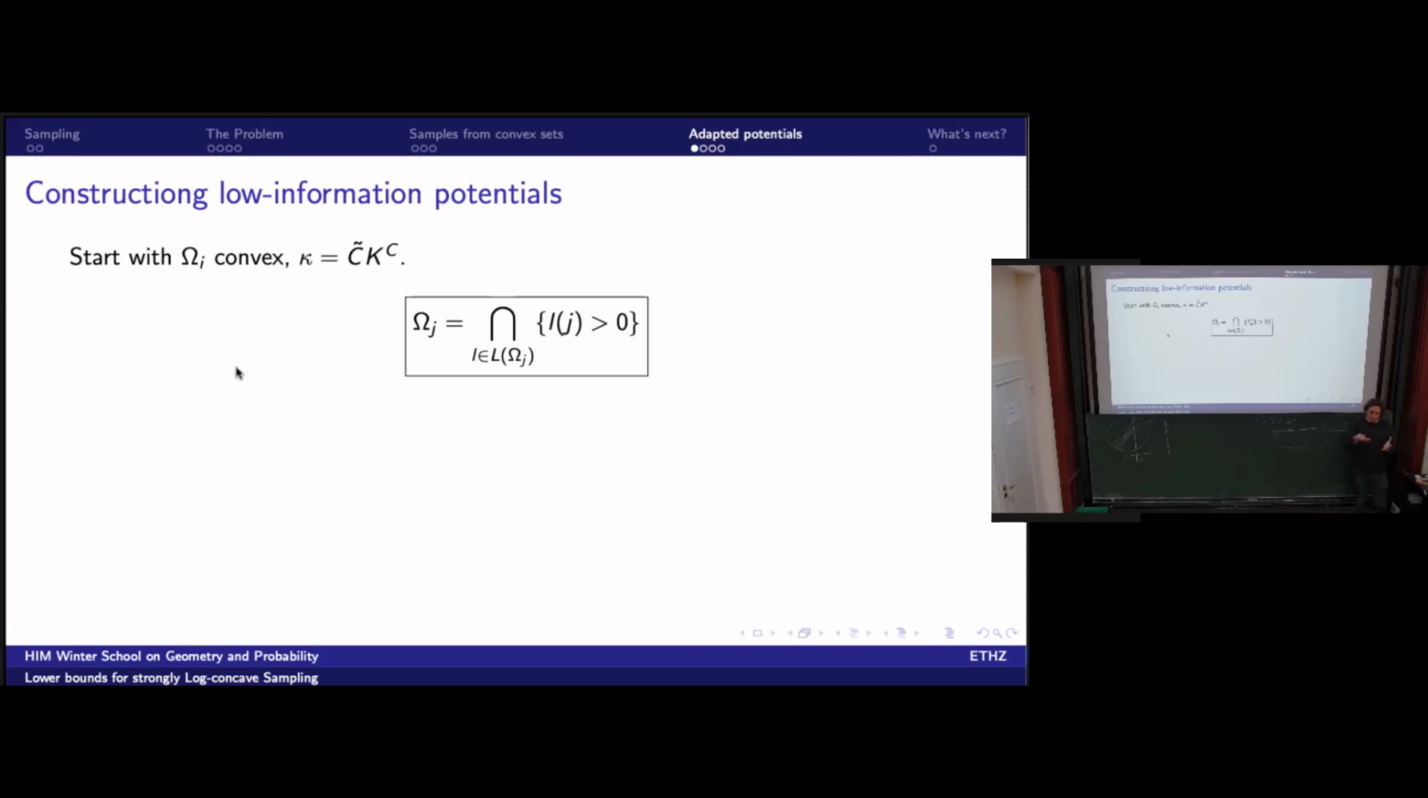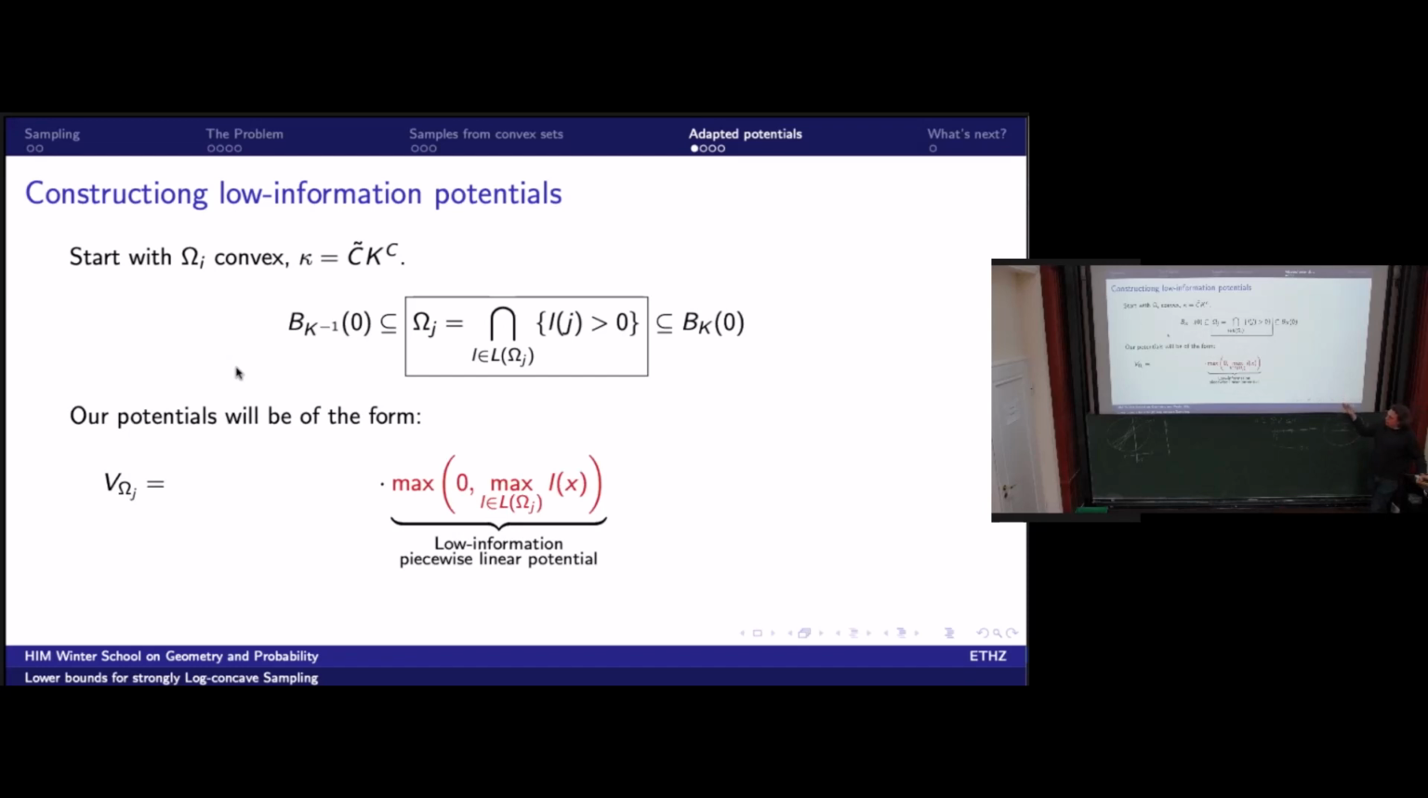Our potential is going to be the maximum of a lot of support functions, which are going to be linear functions that exit the set. How are we going to build these functions? Well, the trick is to not be too efficient. If I want to do an interval, I want to build a potential that's only 0 in this interval and big outside, I can just extend the function like this, and it works.